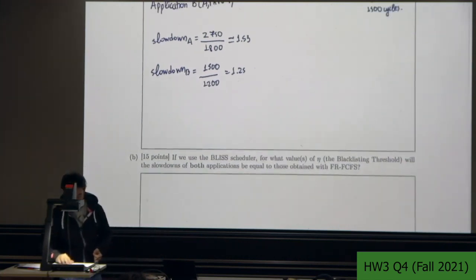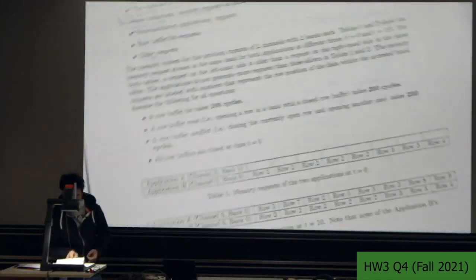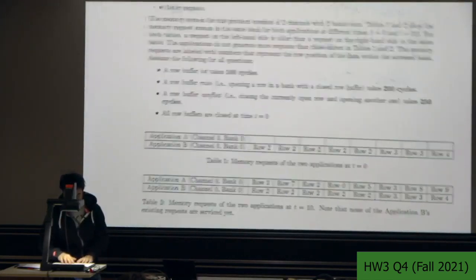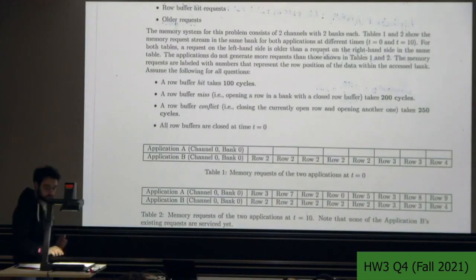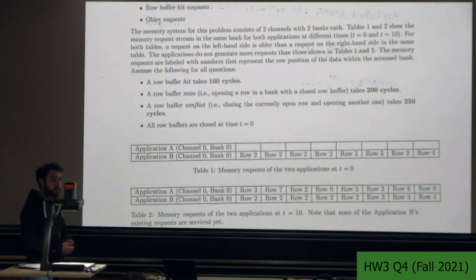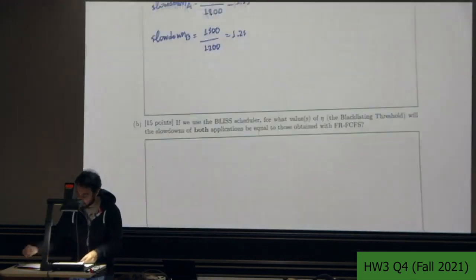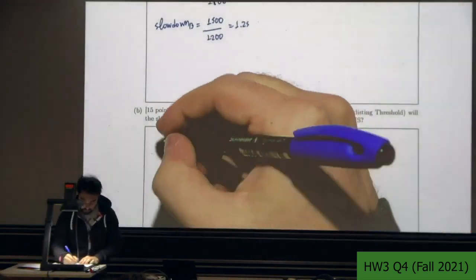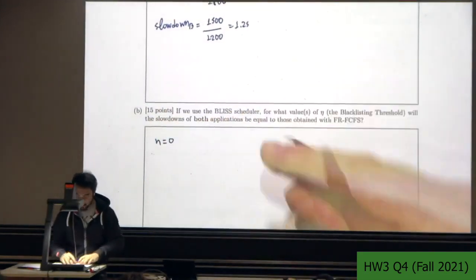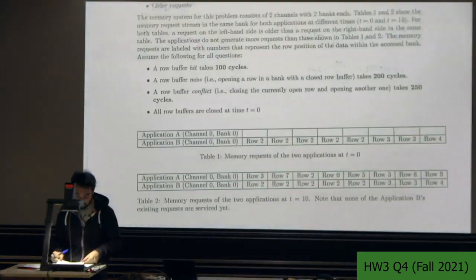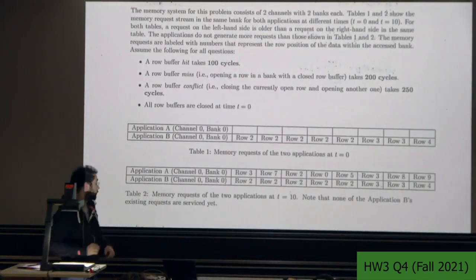So the way this can happen is twofold. First, if we have n equals 0, then we execute the applications with FRFCFS, right? Because we never blacklist. So one option is to have n equals 0. The second option, I will do some trial and error.